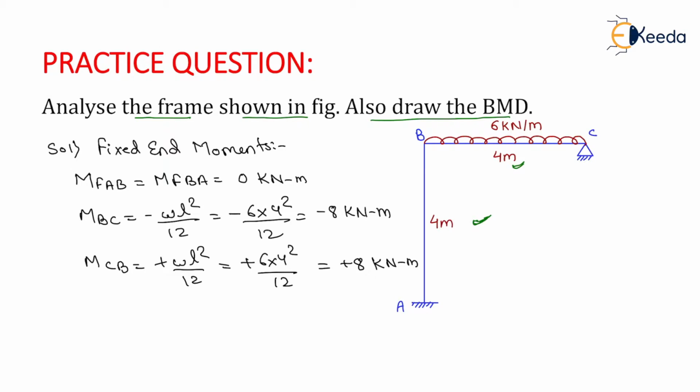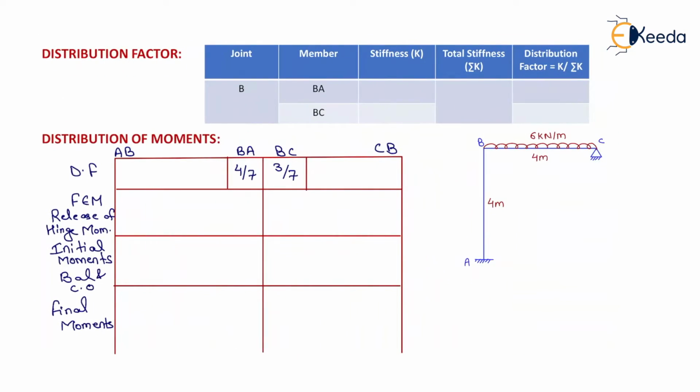Now for distributing this fixed end moment, we need to find the distribution factor of member BA and member BC. For finding the distribution factor, we need to determine the stiffness of each member. So we need to prepare a table of distribution factor, which is shown here. Now at joint B there will be two members meeting, that is BA and BC. When we stand at B and see the support A, it is fixed, so its stiffness will be equal to 4 EI by L. So it will be equal to 4 EI by 4, so the value will be equal to EI.